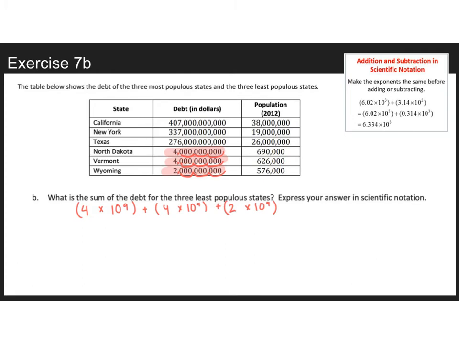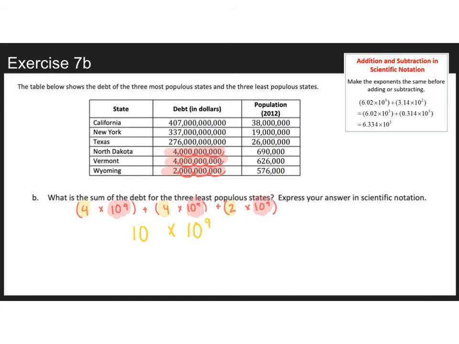From there, we want to add these up, but we have to make sure, do we have the same exponent first? 10 to the ninth, 10 to the ninth, 10 to the ninth. We have the same exponent, so we are good to add. Okay, so the first numbers we're going to add are our whole numbers. 4 plus 4 plus 2. 4 plus 4 is 8, plus 2 is 10. And then we're just going to keep that exponent that we already have, times 10 to the ninth.